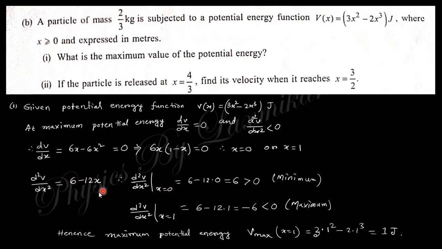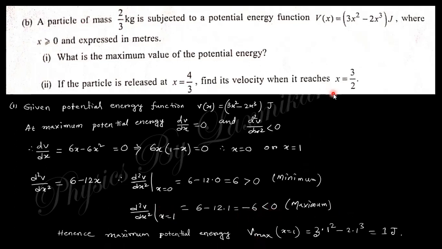So if you put x equal to 0 in the second derivative, you will obtain 6, which is greater than 0, so this is not a maximum. So x equal to 0 gives the minimum value, and for x equal to 1 the second derivative is negative, so this gives the maximum value.